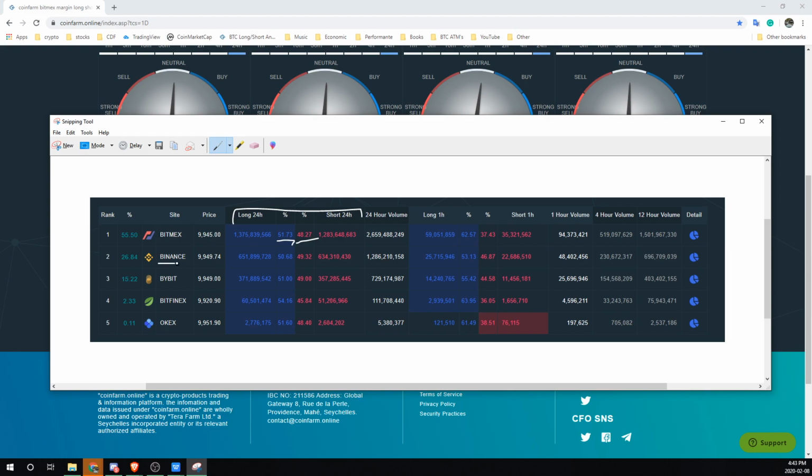And on Binance, we see that there is 50.68% of people that are long, and then 49.3% of people that are short. So not a huge discrepancy. Bybit has 51% on the dot of people that are long, where there's only 49% of people that are short. Not a huge discrepancy overall on the 24-hour time frame. And then on the 1 hour, we do see a little bit more discrepancy towards the buy side.